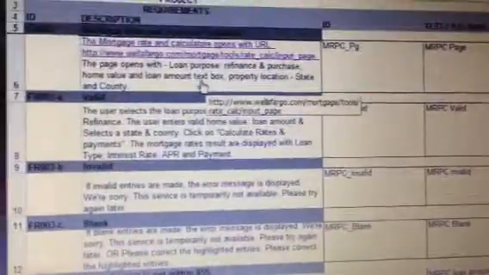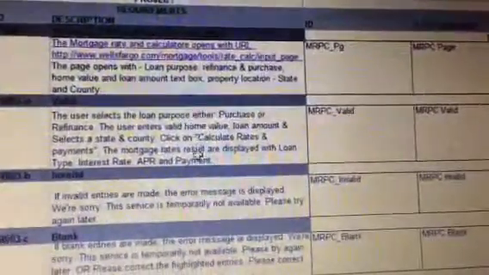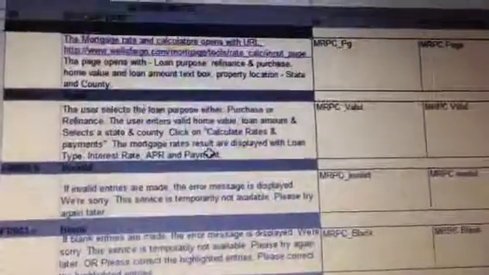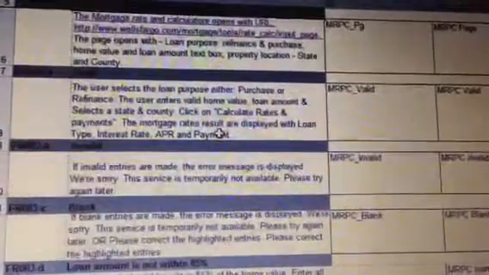The page opens with loan purpose, refinance and purchase, home value and loan amount text boxes, property location, and state and county. Now, my next requirement is FR003A, which is a valid requirement.